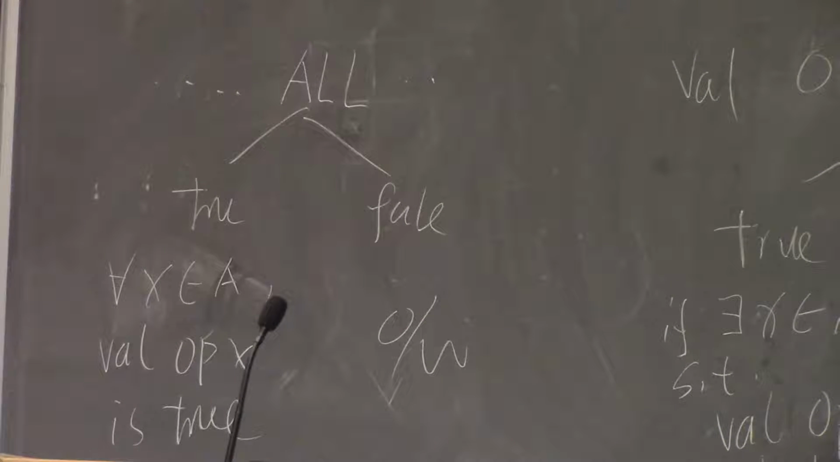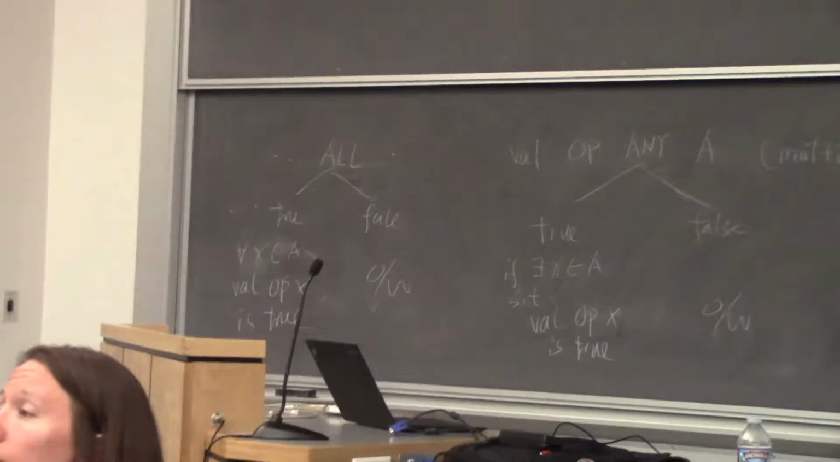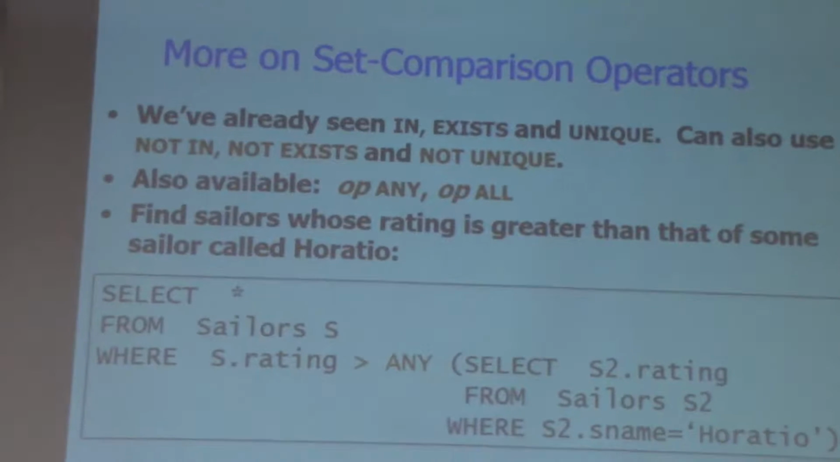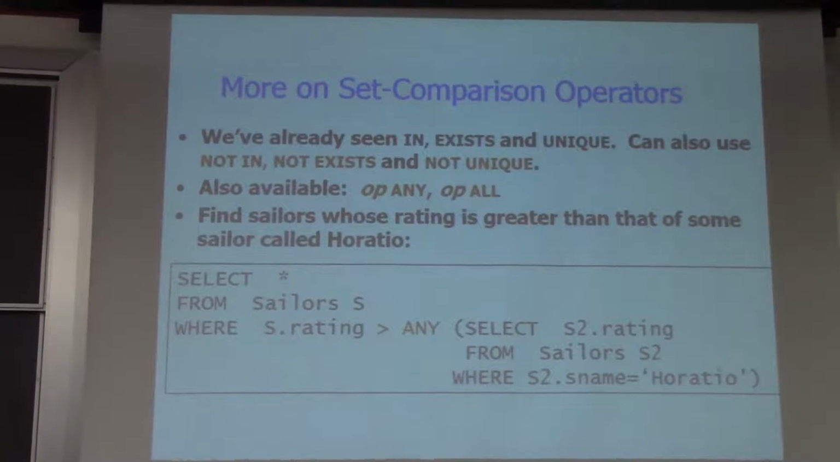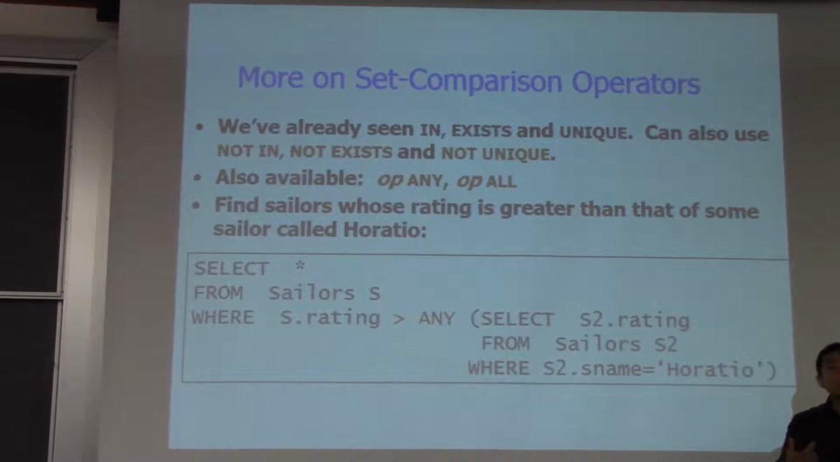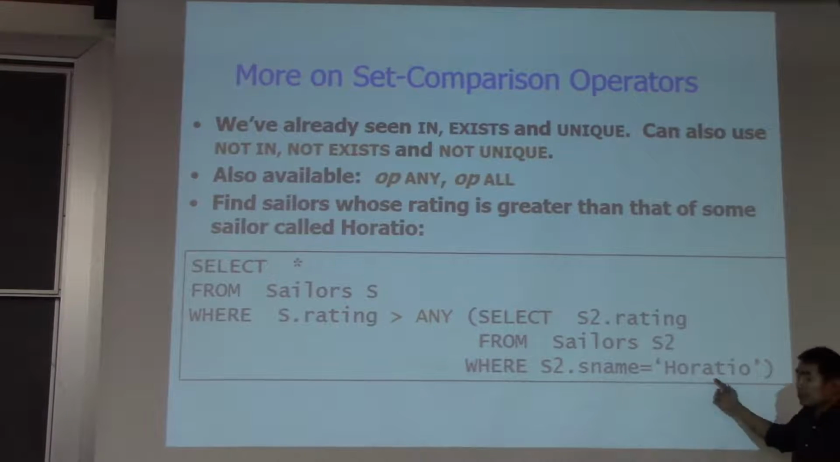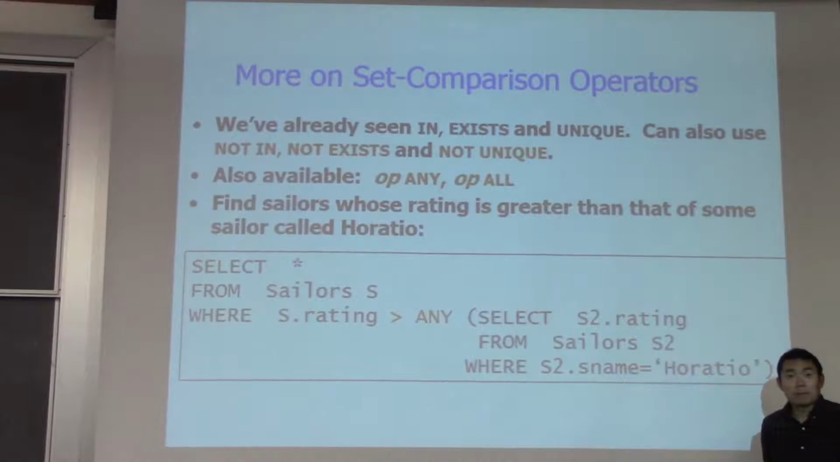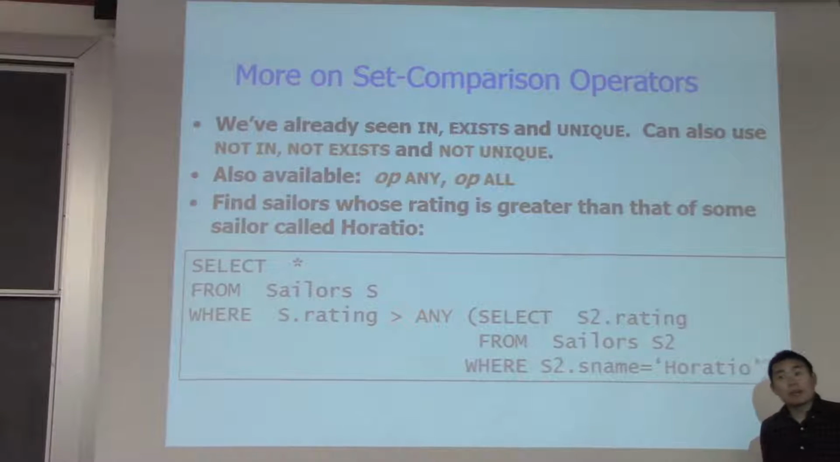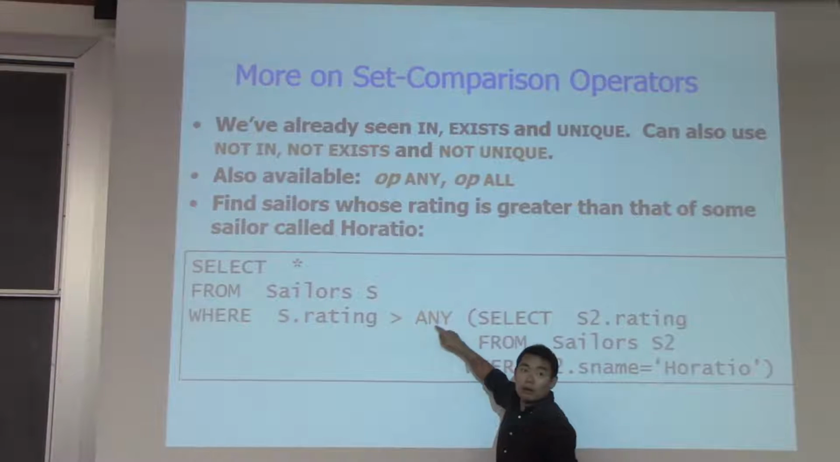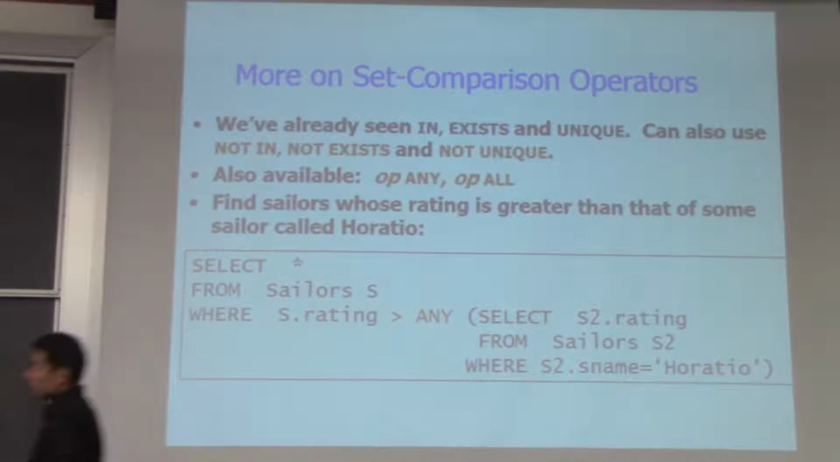Let's look at some examples. I want to find a sailor whose rating is greater than that of some sailor called Horatio. You don't have to be better than all the sailors named Horatio. You just need to be better than at least one of the sailors named Horatio. That's what you do. What about if you must be better than all of the sailors named Horatio? You change this to ALL, based on our definition over there.